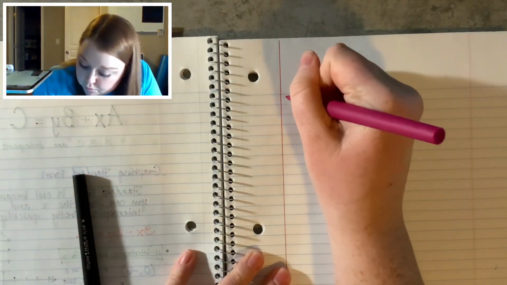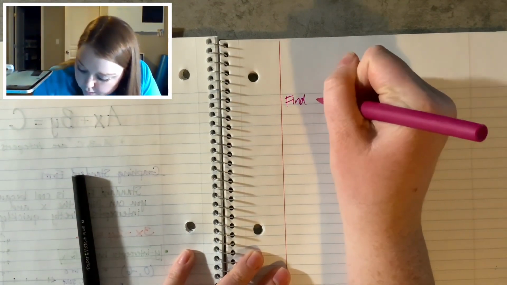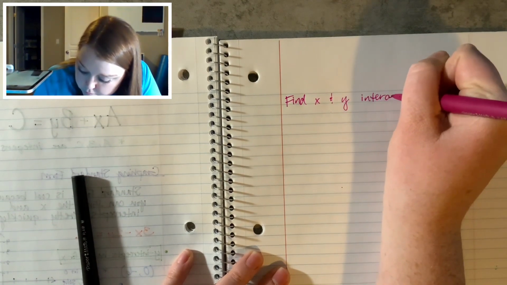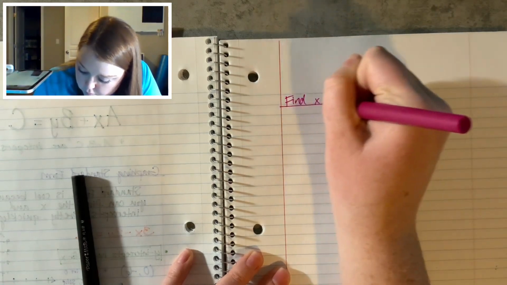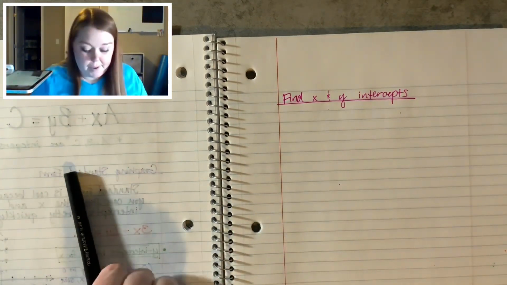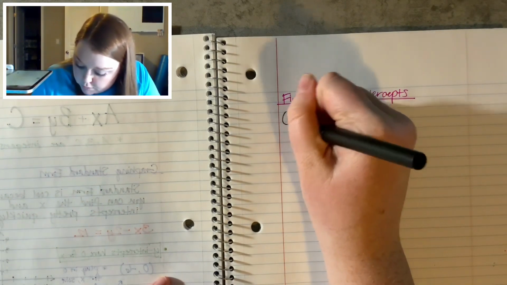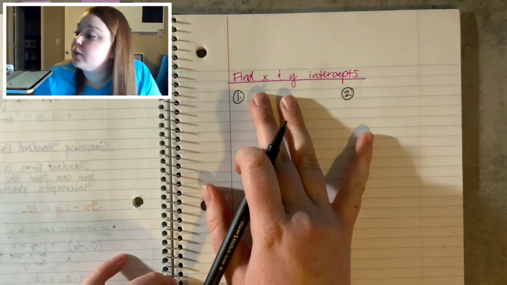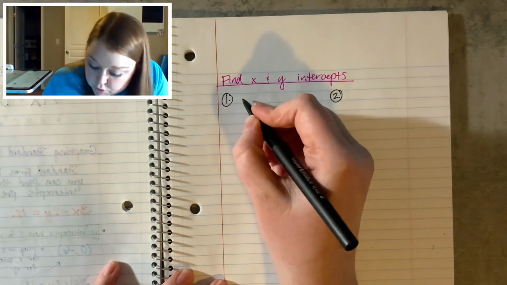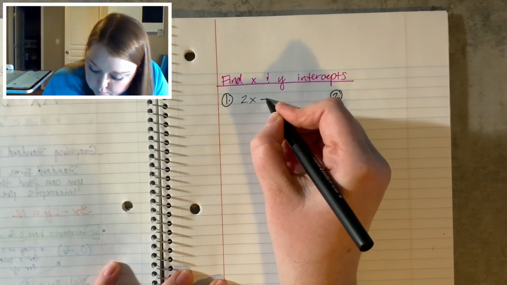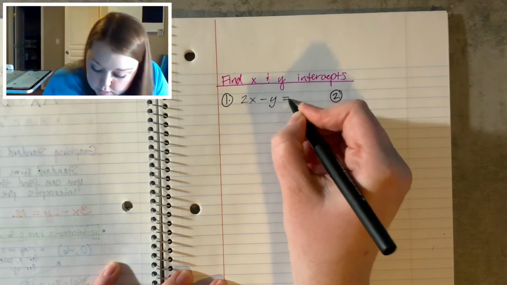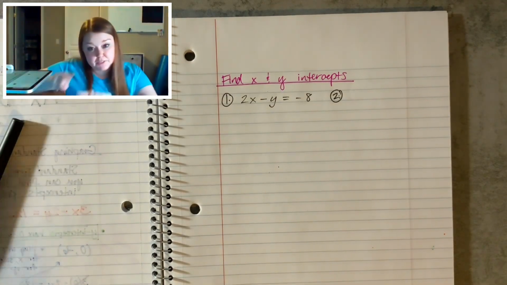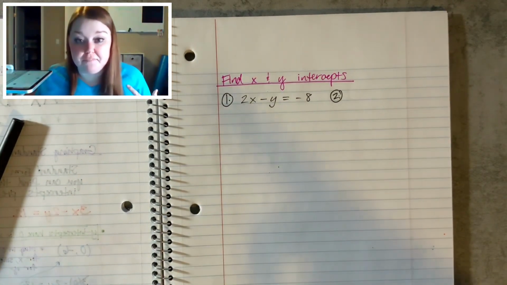So find x and y intercepts. Okay, so 1 and 2. So number 1, here's your equation in standard form. 2x minus y equals -8. Now, if you feel pretty confident with the little cover up thing, try it out, do it, okay?